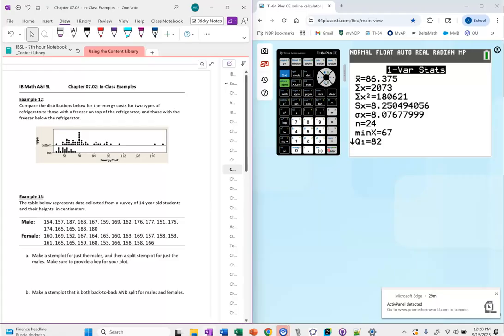We just did a great comparison. We compared the 4 key descriptors for each distribution. That's good enough. Everybody's okay?